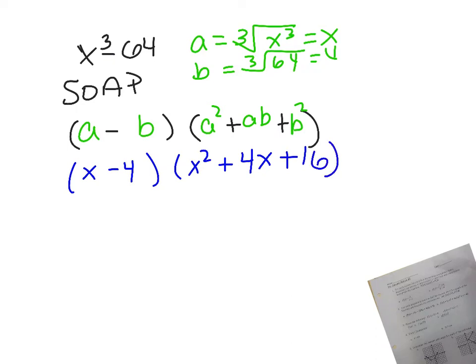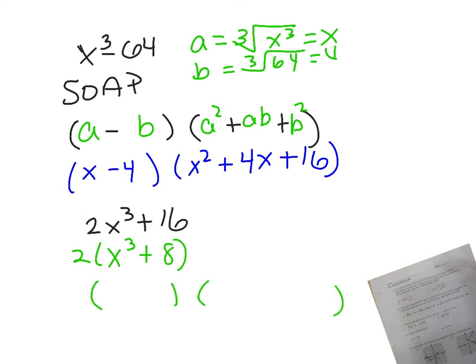All right, so let's take a look at B. B is 2x cubed plus 16. So I notice there's a GCF. The GCF is 2. So I factor out the 2. Now I have x cubed plus 8. Again, we have dots. So we're going to do SOAP.